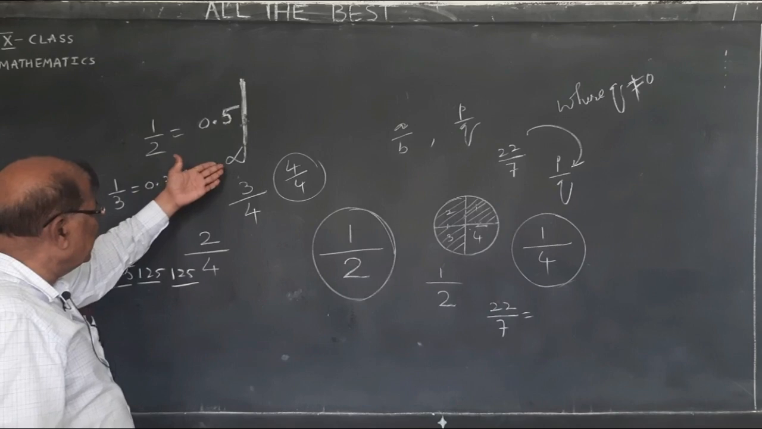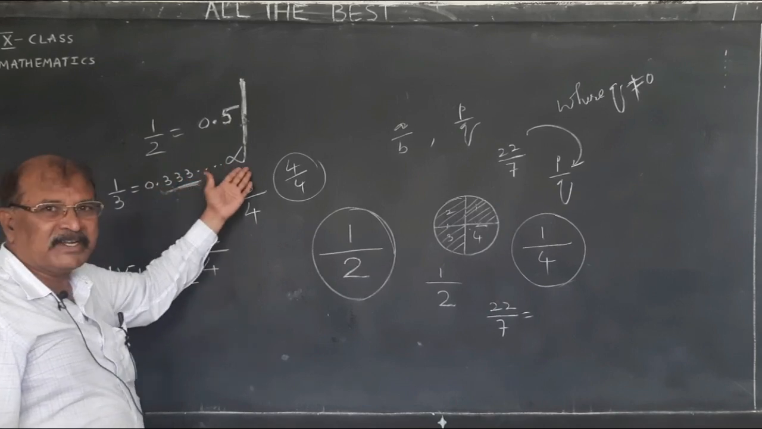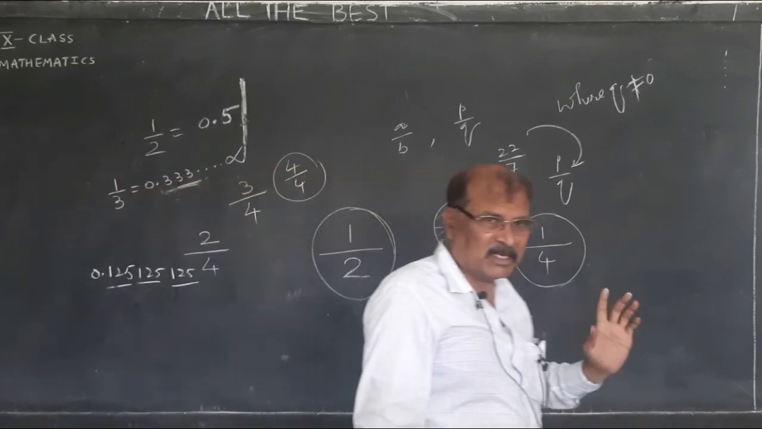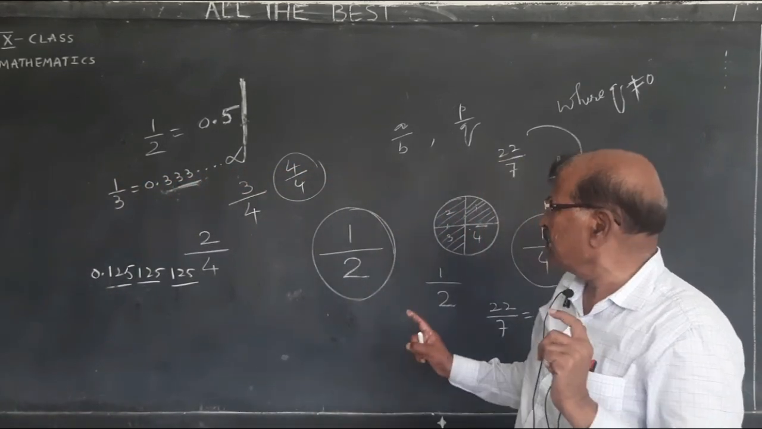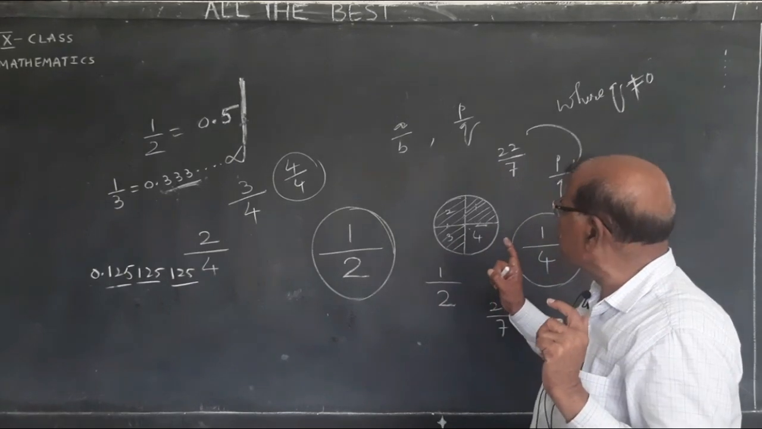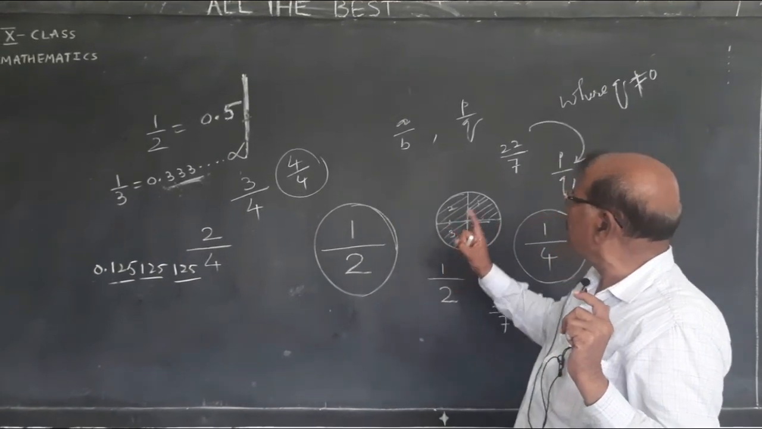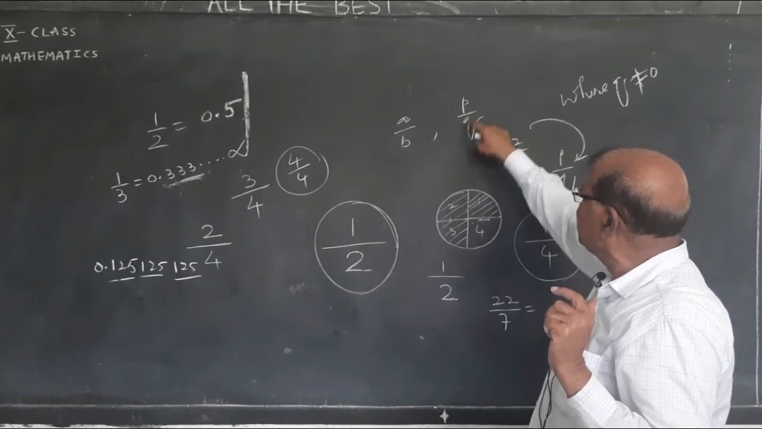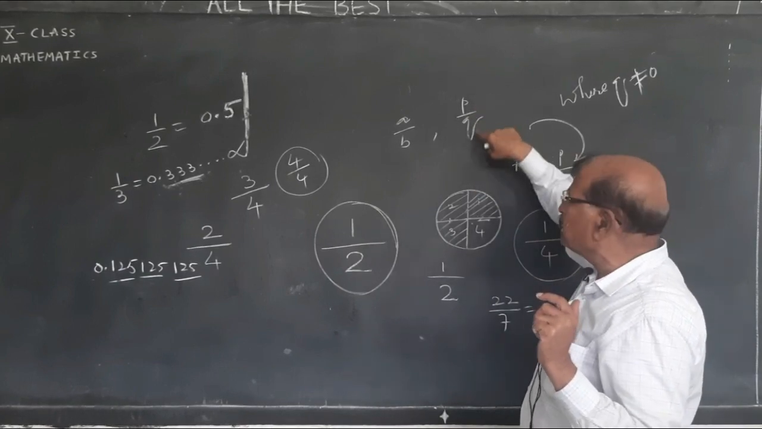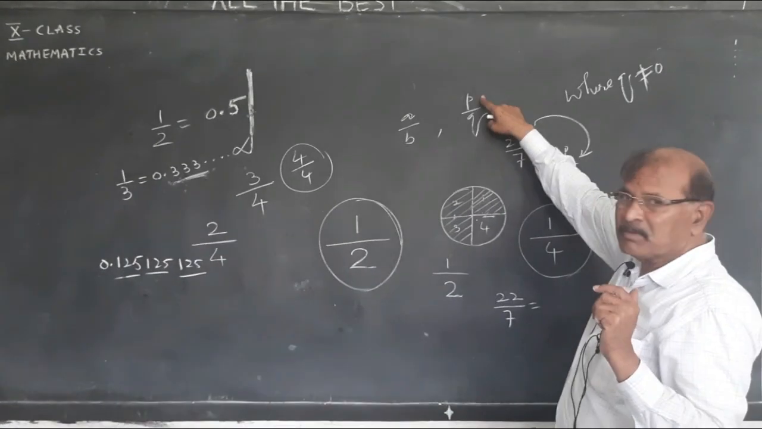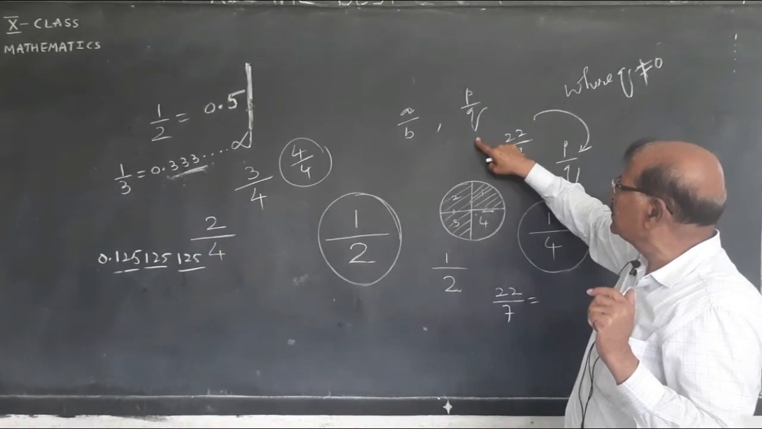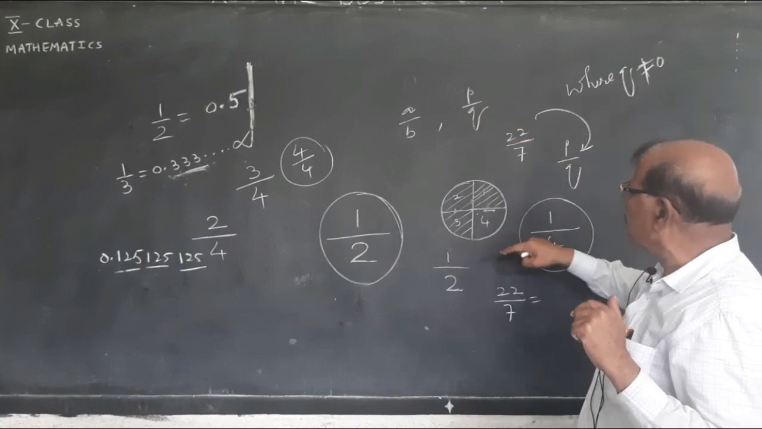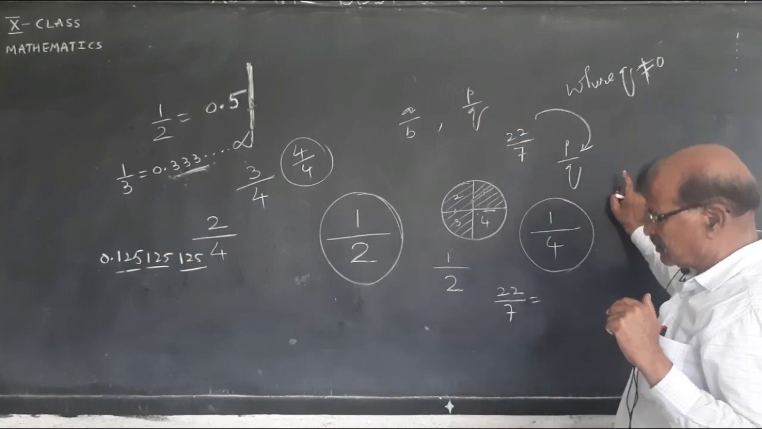You don't find any terminating or non-terminating. So I want to make this definition very clear. Children, if at all you want to express this definition in the form of a fraction, you can represent it as: P and Q are two natural numbers which are represented in the form of P by Q is called a rational number.